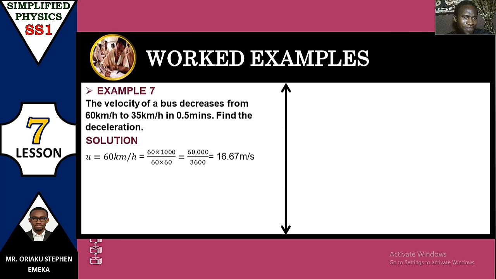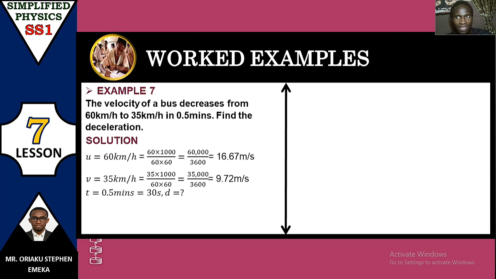Then our final velocity is 35. We convert 35 km per hour to meter per second, and that gives us 9.72 meter per second. Then the next thing is the time. The time was 0.5 minutes. Convert time to the SI unit, which is seconds. Remember, 60 seconds make 1 minute, so that is 0.5 times 60, and that is going to give us 30 seconds.